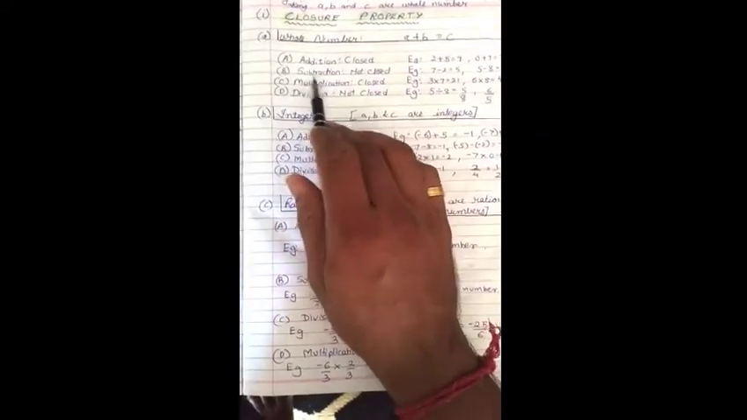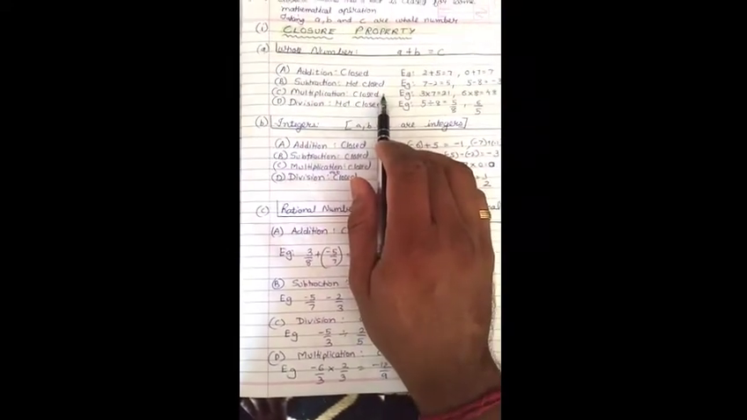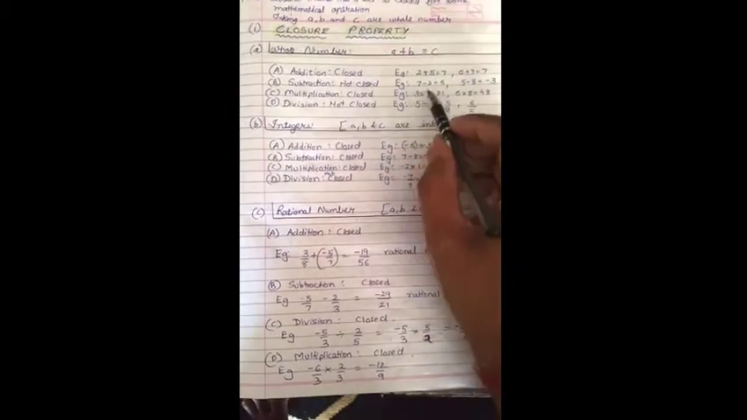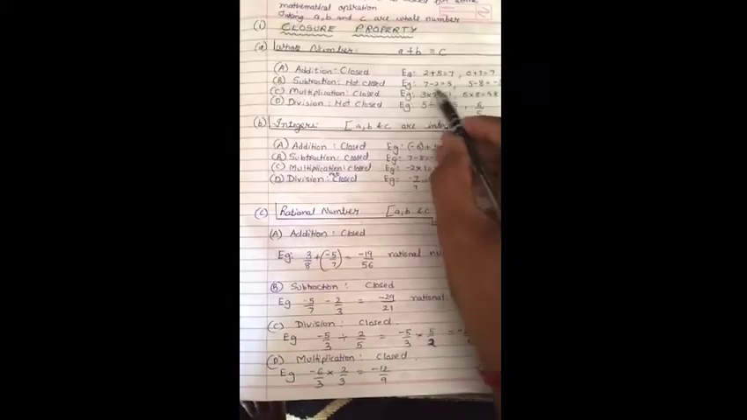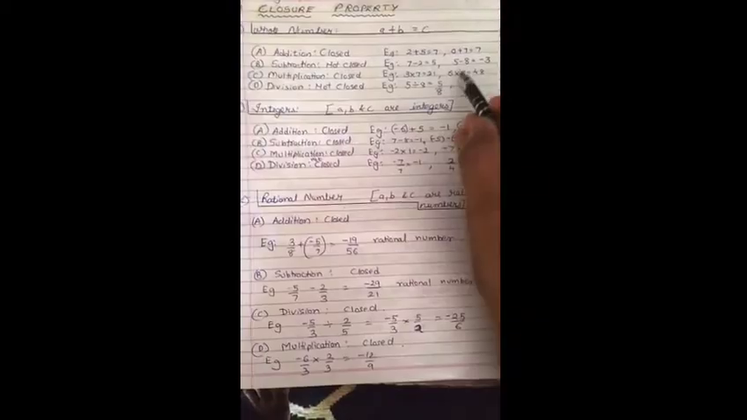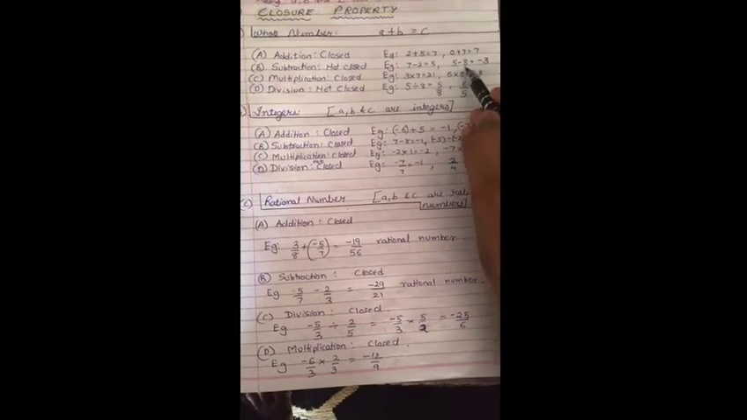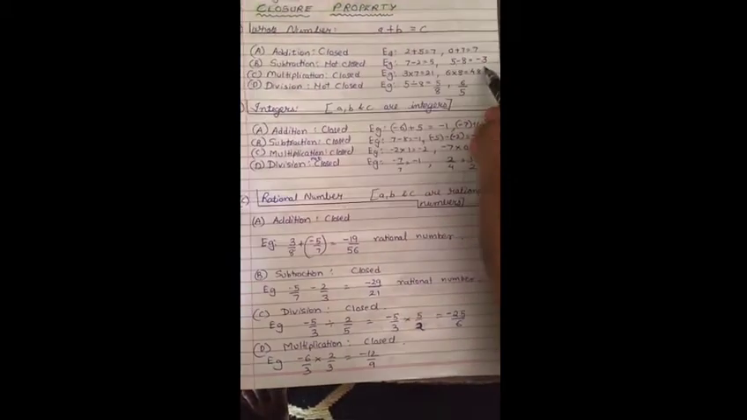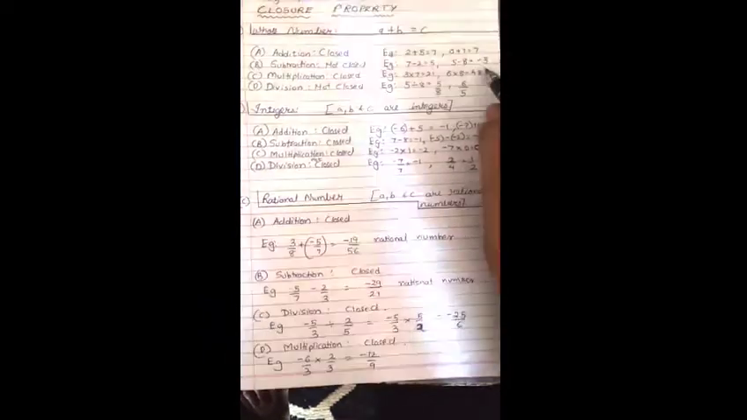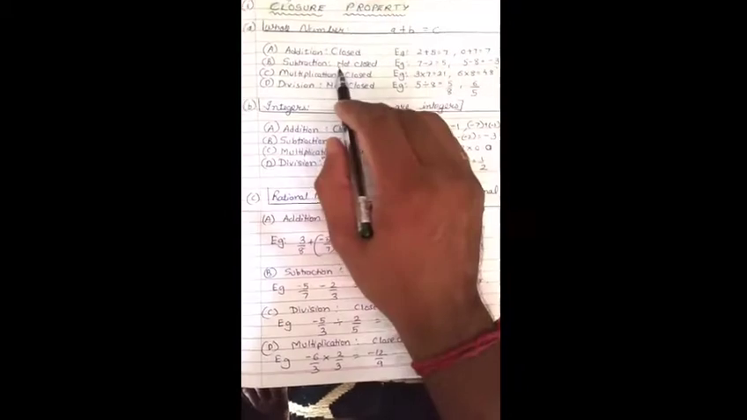Now under the head of subtraction, it is not closed. How? Suppose here 7 minus 2 we are getting 5. This 7 is a whole number, 2 is a whole number, and the result which we are getting is also a whole number. But not always will you get a whole number under subtraction. Suppose 5 minus 8, we are getting minus 3. Here 8 is greater than 5, that is why our number is negative, and a negative integer is not a whole number, it is an integer. Therefore it is not closed under subtraction.